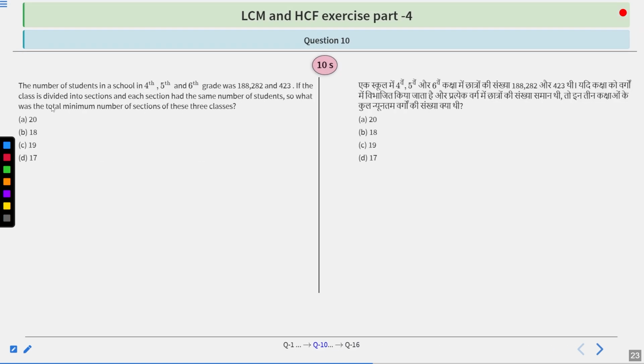The number of students in a school in 4th, 5th, and 6th grade was 188, 282, and 423. If the class is divided into sections and each section had the same number of students, so what was the total number of sections of these three classes? And options are 20, 18, 19, and 17. These are the options.